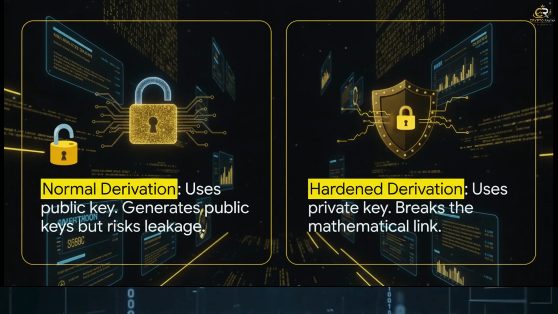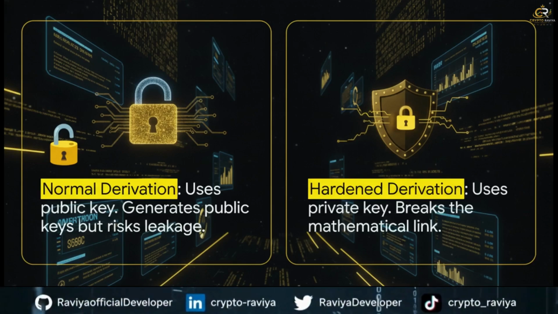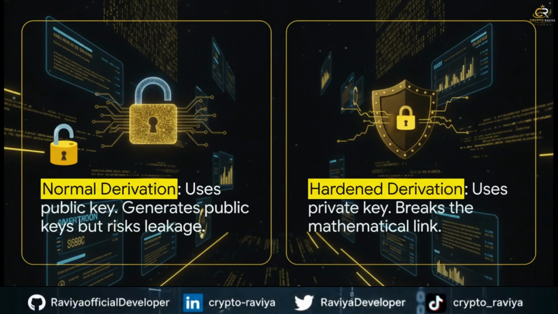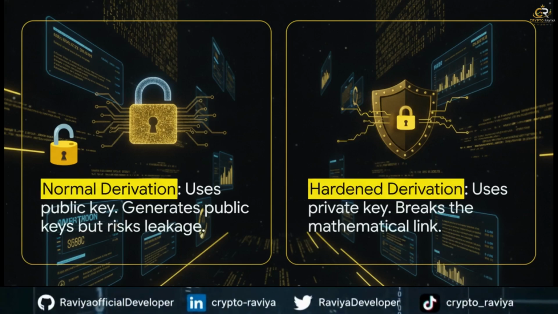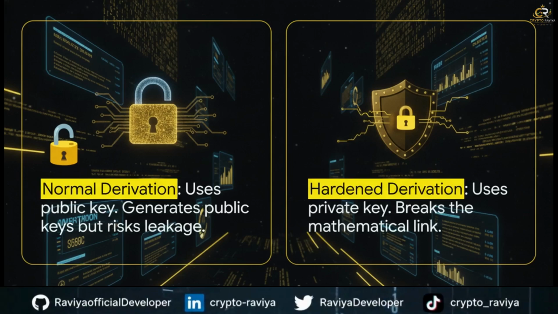If a hacker somehow gets a hold of just one child private key plus the parent chain code, they can mathematically reverse engineer the parent's private key. Boom. That whole branch of your tree is completely compromised.